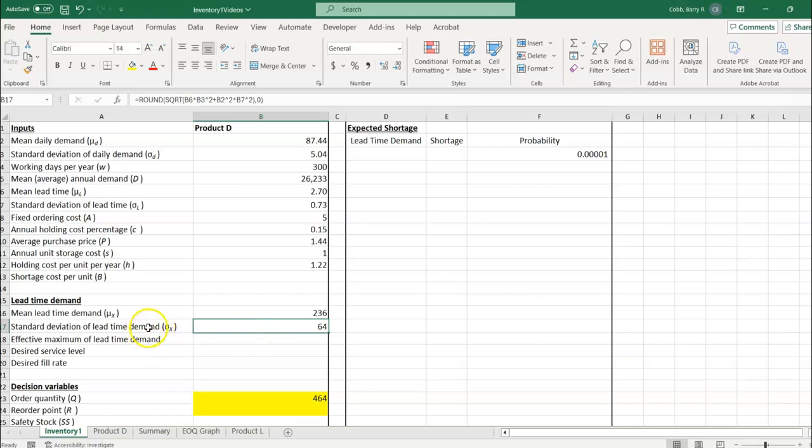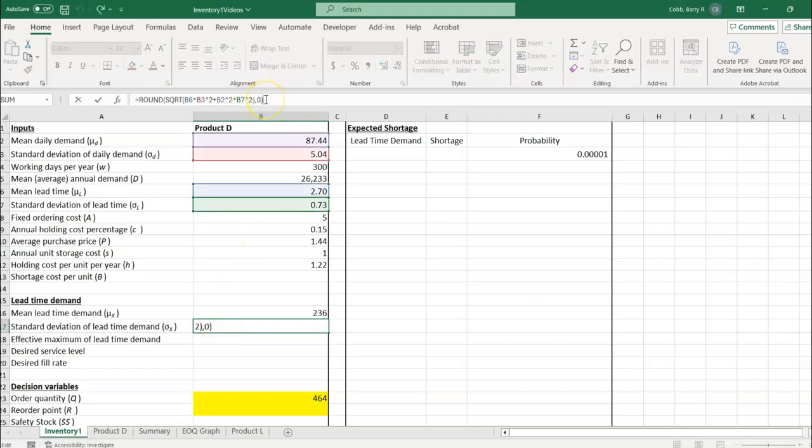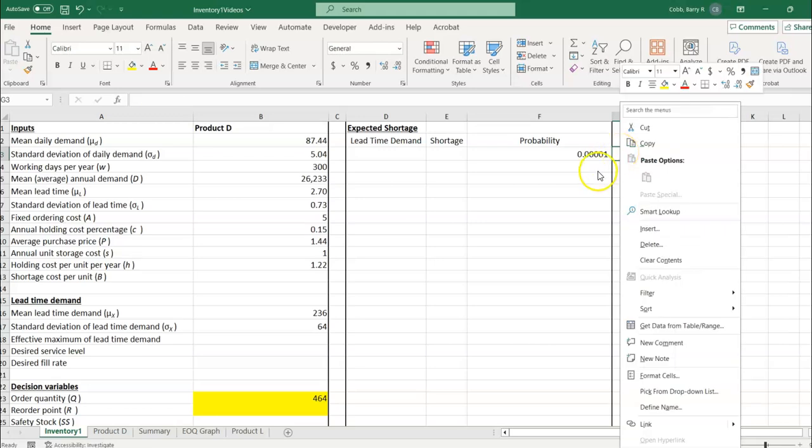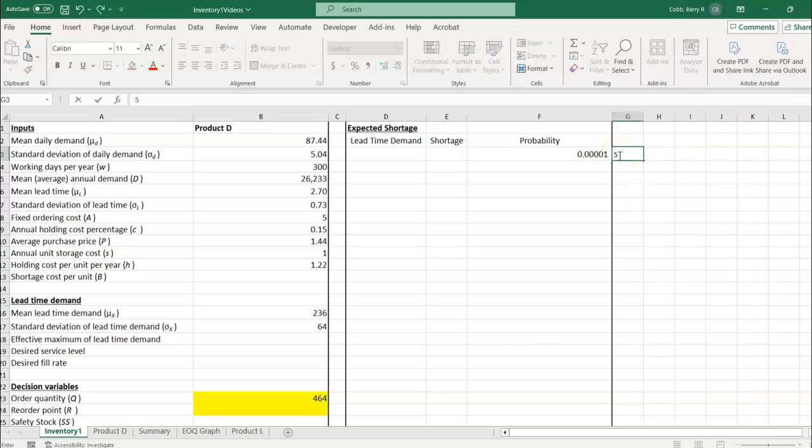Now, the standard deviation of lead time demand is a little bit more complicated. If we put our cursor up here after the formula, we'll see, though, that four things affect it. It's affected by both the mean and standard deviation of daily demand and the mean and standard deviation of lead time. Let me hit enter for a moment, and just remember that here we have 5.04 and here we have 0.73. I'm going to put those out here just so I remember what those numbers were.